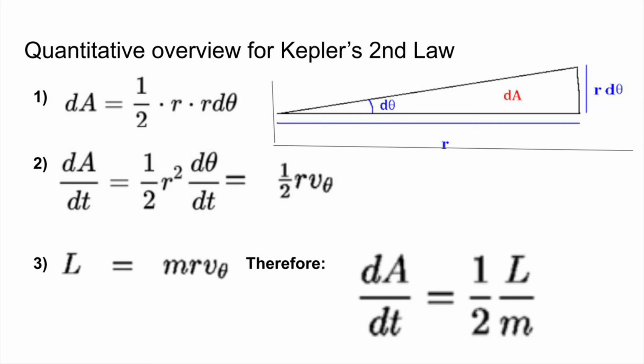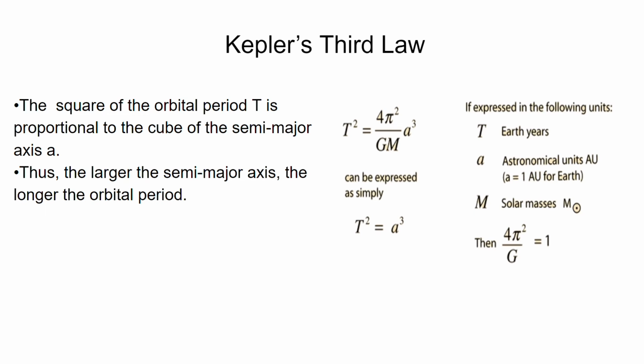We now come to the third and final law of Kepler's laws of planetary motion. This law states that the square of the orbital period T is proportional to the cube of the semi-major axis a, which can be seen in the formula shown here. This formula states that the square of the time period is equal to 4 pi squared multiplied by the semi-major axis cubed, divided by the product of the gravitational constant and the mass of the object being orbited. This formula can be simplified to T squared equals a cubed.